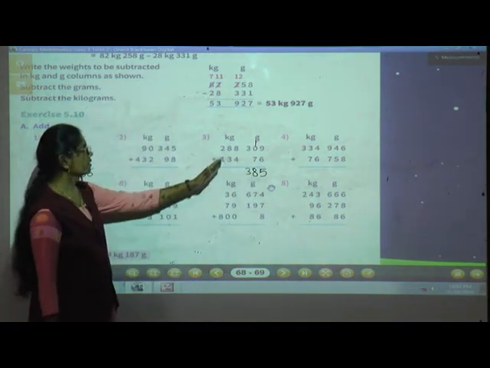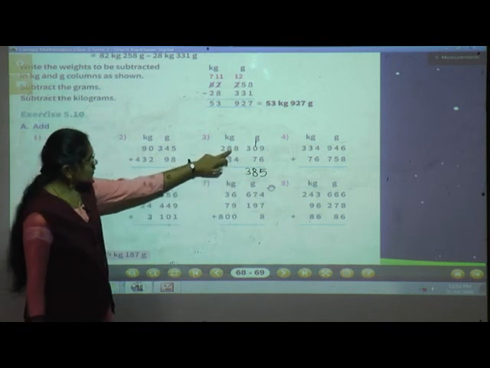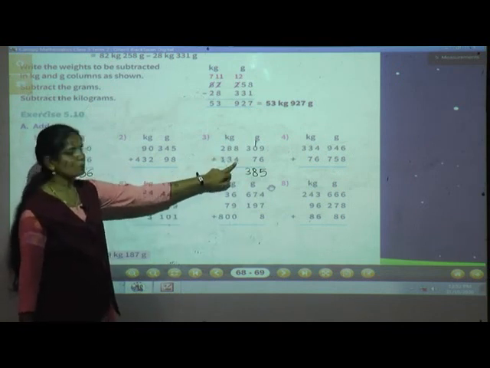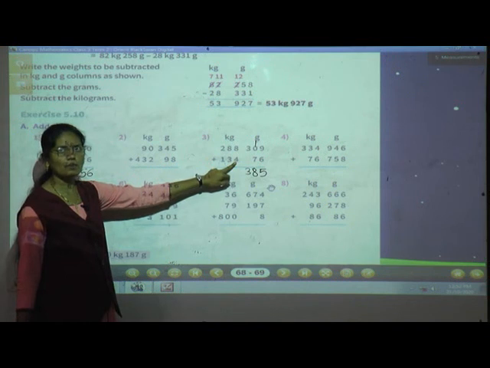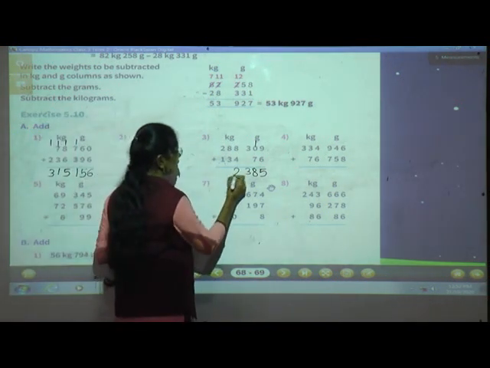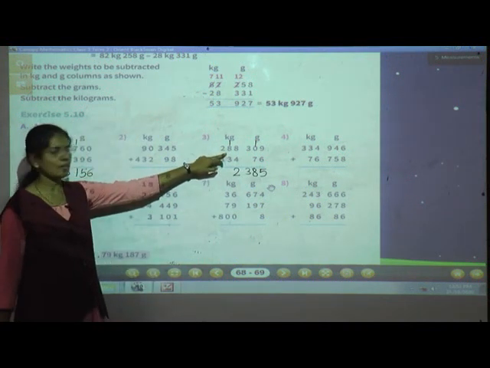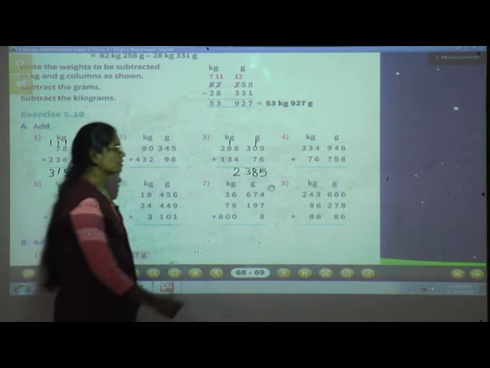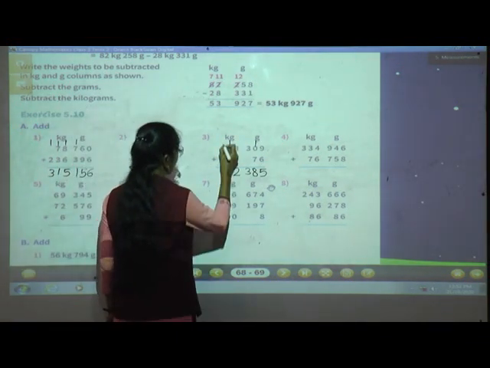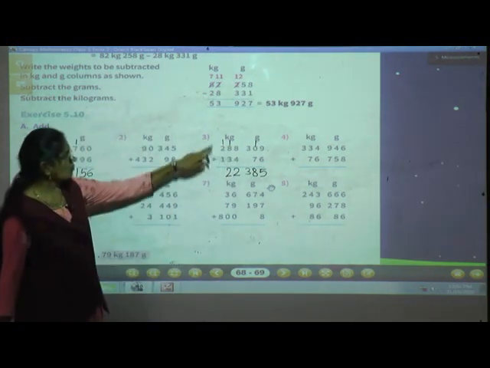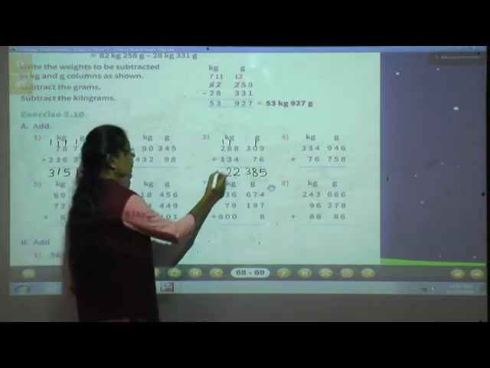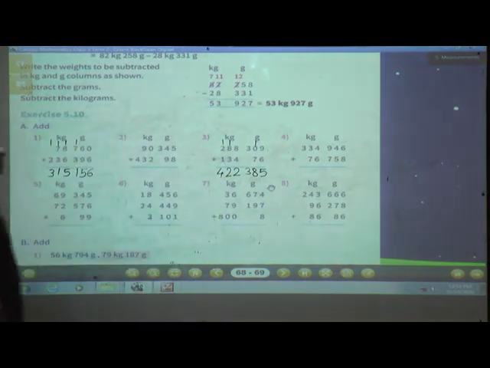Okay. Now we'll move to the kilograms column. Here 8 and here 4 is there. So 8 plus 4, 12. So what will you write here? 2 and 1 carry. Then 1 plus 8, 9. 9 plus 3, yes, 12. Correct. So write here 2. Then 1 plus 2, 3. 3 plus 1, 4. So read the answer. 422 kilogram 385 gram. Okay.